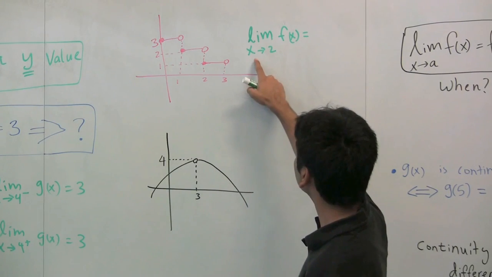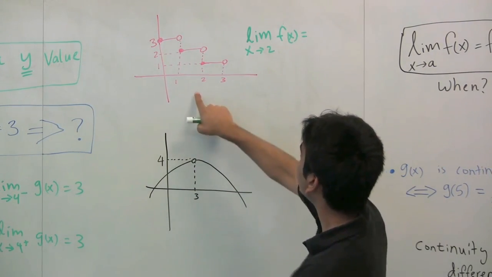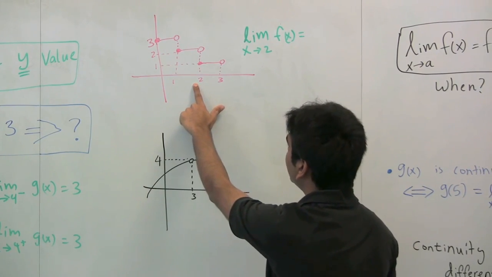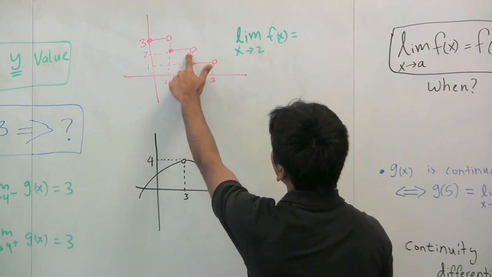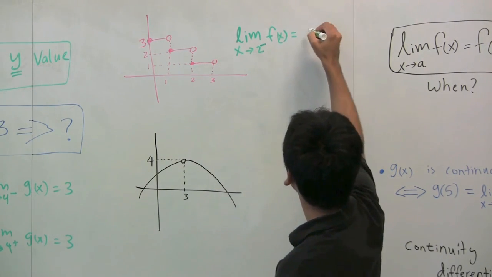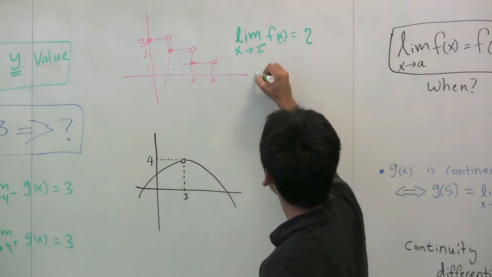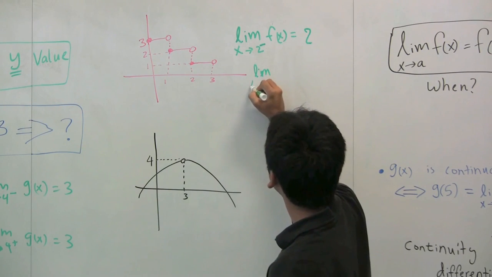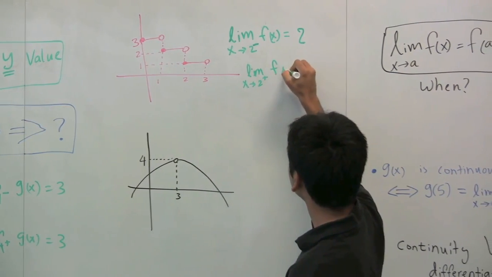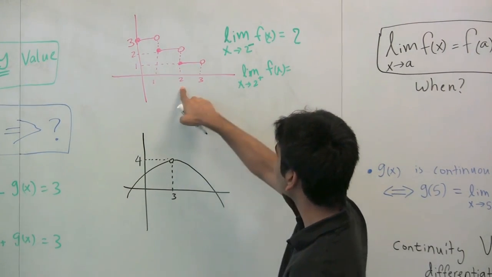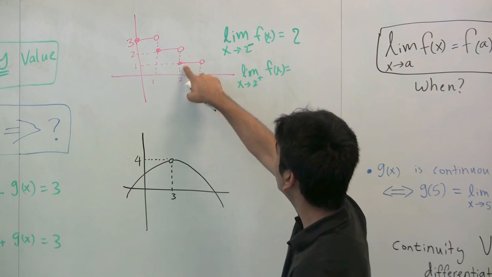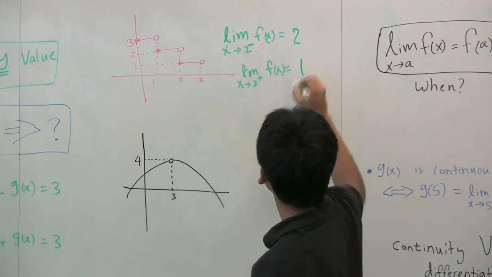So as we look at x approaching 2 from the left, meaning we're looking at x values of 1.9, 1.999, we can see that the y value here is 2. So to answer this question, we first look at the left-sided limit, which is 2. And then we look at the right-sided limit, which is the limit as x approaches 2 from the right of f of x. And as we can see, as we're looking at x values of 2.01, 2.001, we get a y value of 1.